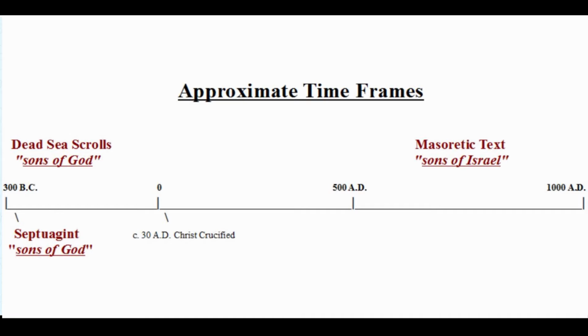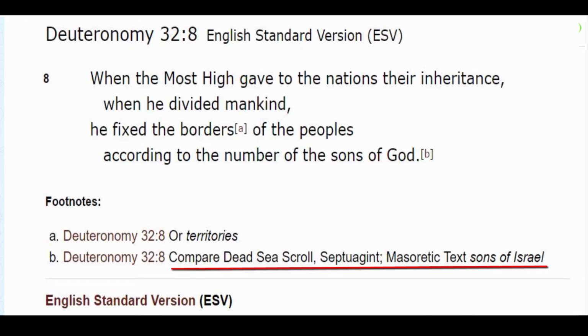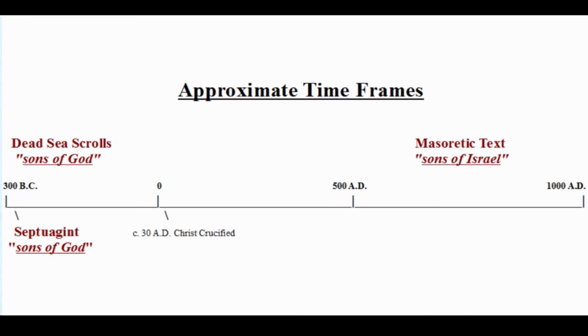Here, for example, let me give you the link. Even your note to the ESV, watch here. Compare Dead Sea Scrolls, Septuagint. Masoretic text, sons of Israel. So it's telling you in the footnote that the Dead Sea Scrolls and the Septuagint, the Greek version of the Old Testament, read sons of God. It's the Masoretic text, the Masoretic textual tradition, right? The later Hebrew manuscripts produced after the time of Christ, centuries later, that read sons of Israel. Do you see it?